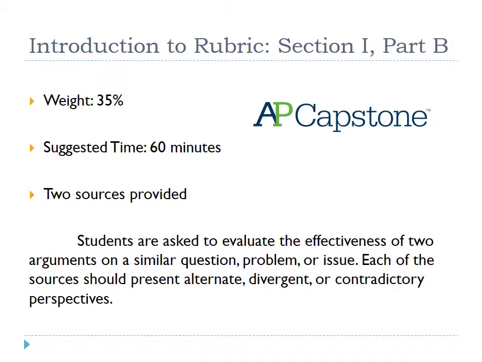Here's the introduction to the rubric, Section 1, Part B. This includes the two sources provided, the weight of 35% and the suggested time, which is most likely 60 minutes. The students are asked to evaluate the effectiveness of two arguments on a similar question, problem, or issue. Each of the sources should present alternate, divergent, or contradictory perspectives.